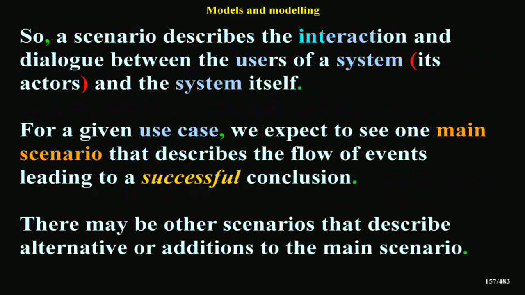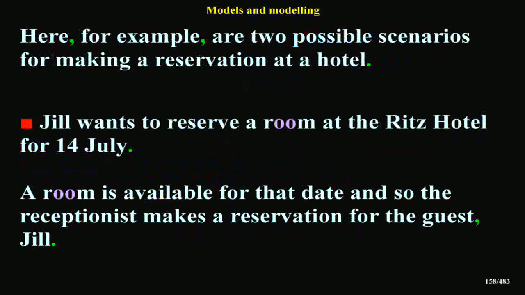For a given use case, we expect to see one main scenario that describes the flow of events leading to a successful conclusion. There may be other scenarios that describe alternatives or additions to the main scenario. Here, for example, are 2 possible scenarios for making a reservation at a hotel. Jill wants to reserve a room at the Ritz Hotel for 14 July. A room is available for the date, and so the receptionist makes a reservation for the guest, Jill.